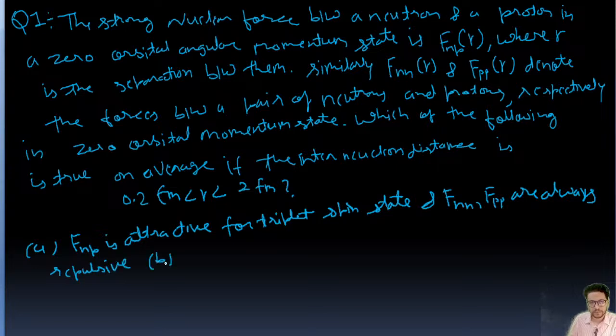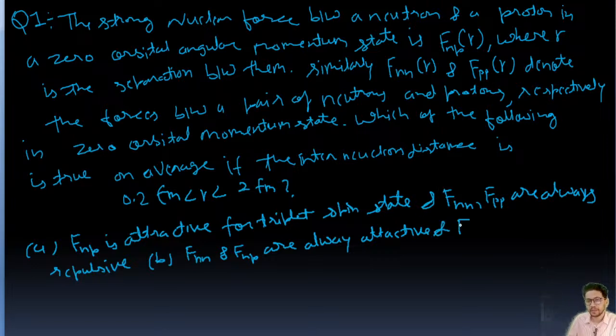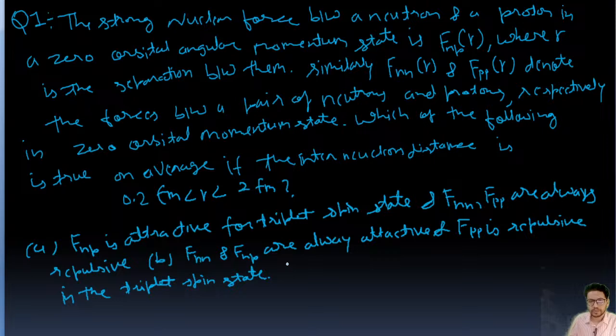Option B: FNN and FNP are always attractive, and FPP is repulsive in the triplet spin state.